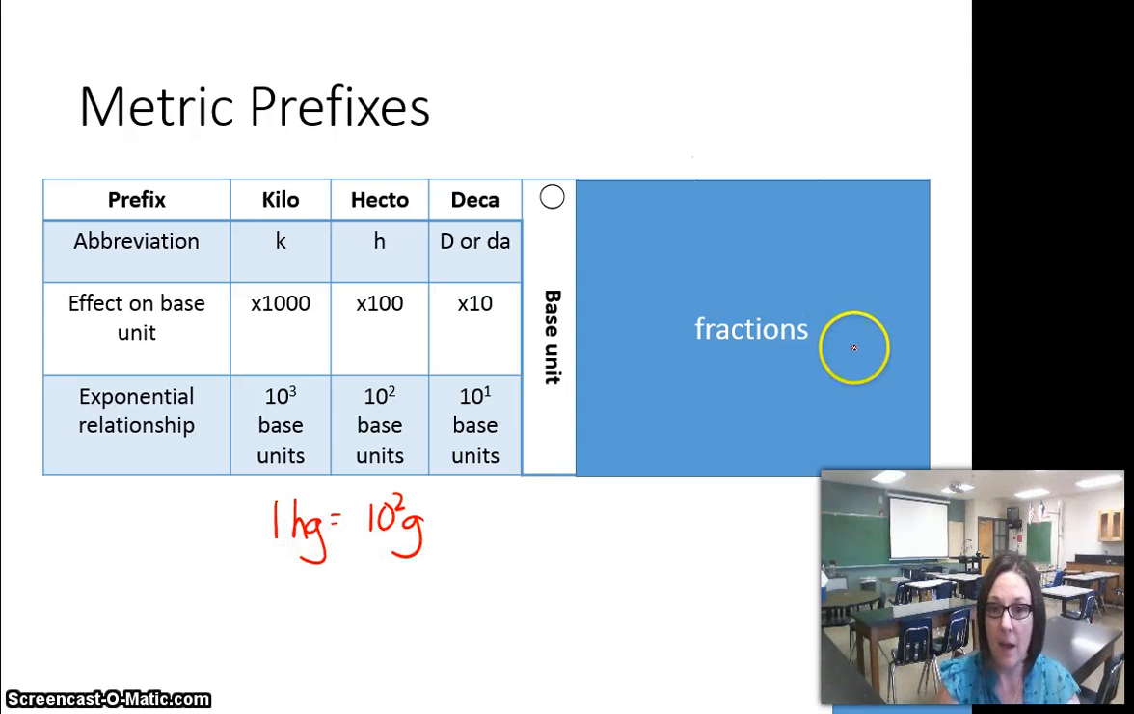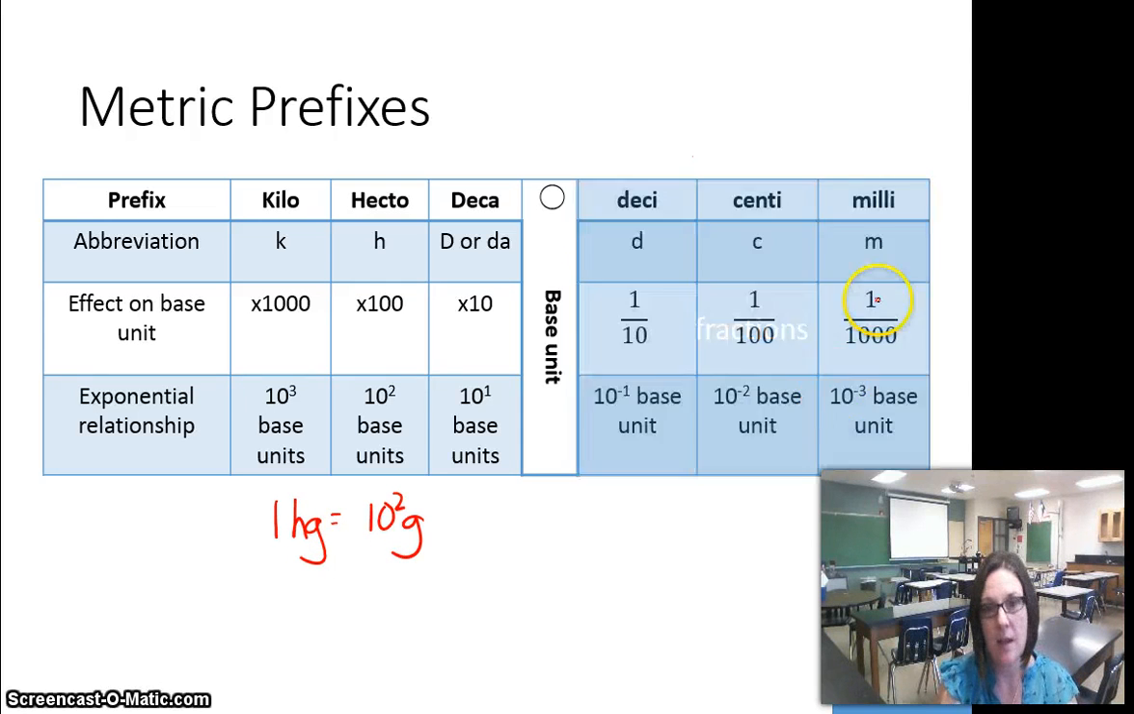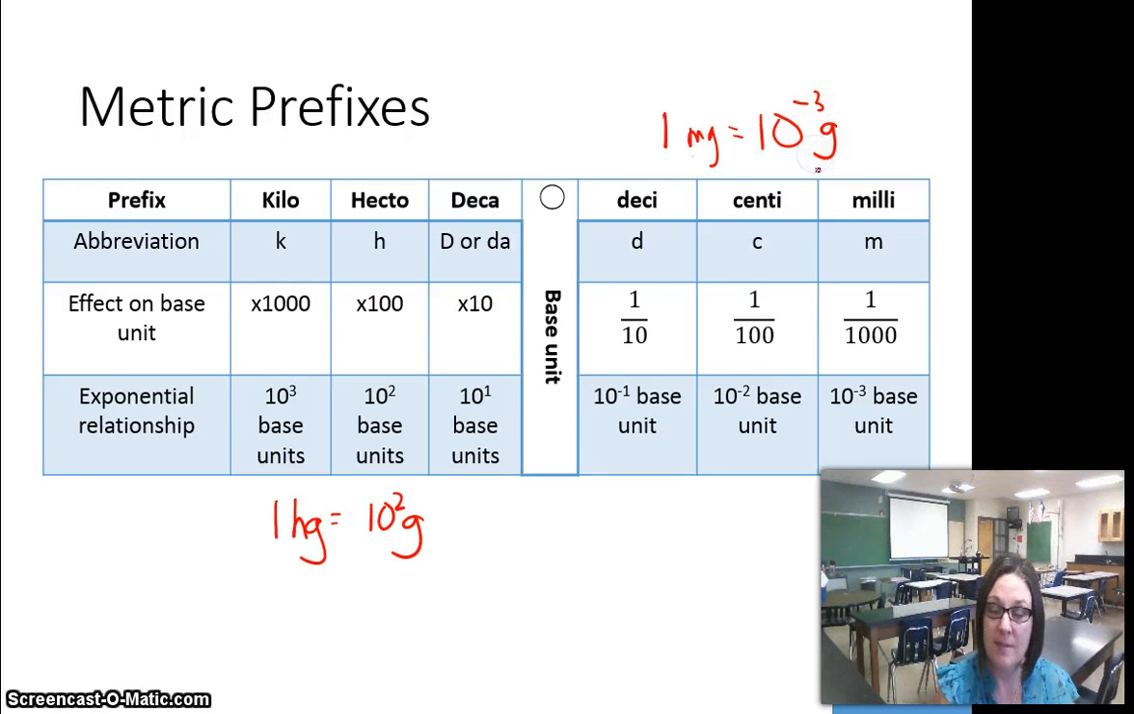So then on the other end, we've got fractions. If we wanted something smaller than a base unit, then we use the fractions. The first one would be to divide by 10. The next one we divide into hundredths. The next one divided into thousandths. So you've probably seen milligrams. They're on a lot of nutrition labels. So if you had 1 milligram, so we put the milli in front of gram, if we go down here to the exponents, that is 10 to the negative third grams. It's a very small fraction of a gram.